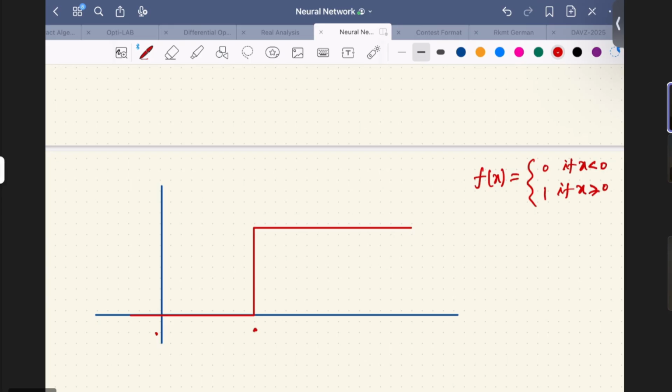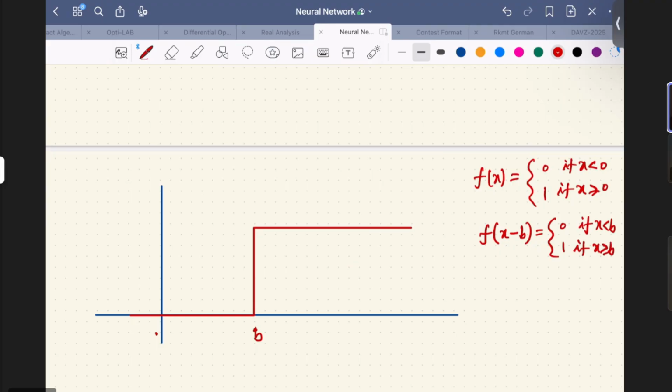Now what is this one? This one is f of x minus something, f of x minus the point, wherever you are. Let's say the point is b, so it is f of x minus b, equal to 0 if x is less than b, or 1 if x is greater than b. That is shifted.